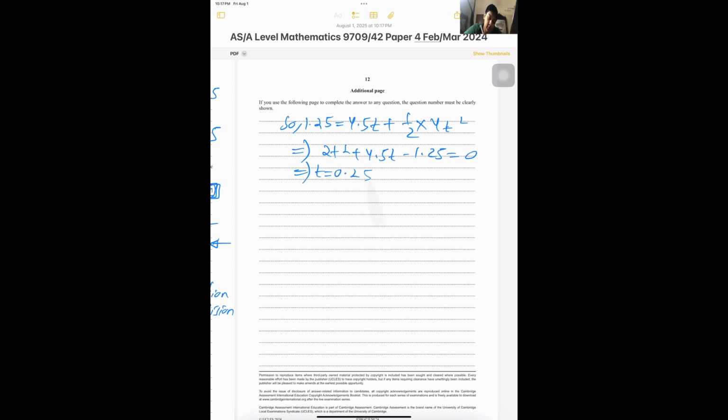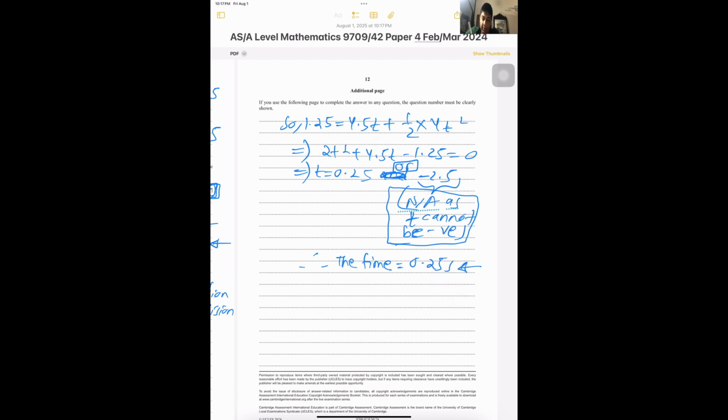So t equal to 0.25 or minus 2.5, sorry, this is or, never write this as and. So minus 2.5 is not applicable as t cannot be negative. One more thing, I'm telling you from my experience, always describe this type of thing: why this t is not possible, why you won't be taking this particular value. Therefore, the time equals 0.25 seconds. So I hope you can see how many thought processes had to combine in this question, in question 7.